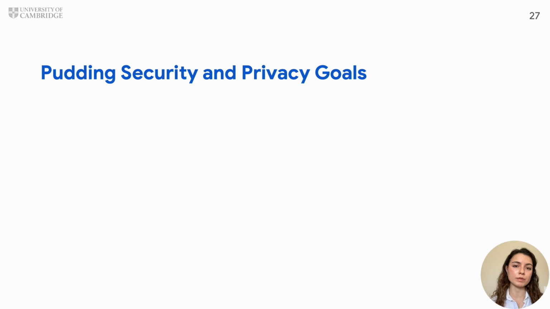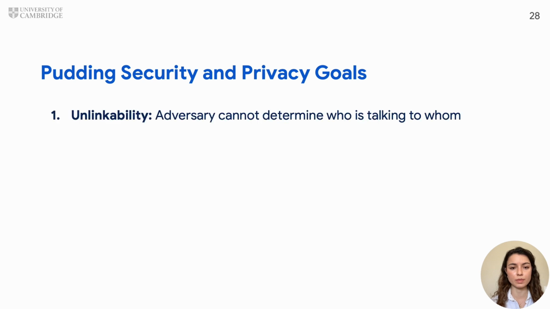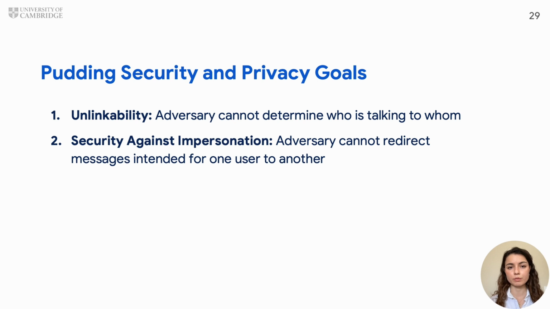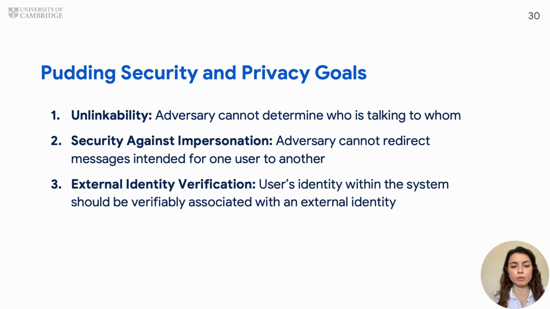So we built the Pudding private user discovery protocol with 4 goals in mind, to provide a similar level of security and privacy to the anonymity networks themselves. First of all, we want unlinkability so that the adversary can't figure out who is friends with whom. We also want security against impersonation, where the adversary can't redirect user messages. We want external identity verification so that the user's identities within the system can be verifiably linked to an external identity, like an email address.